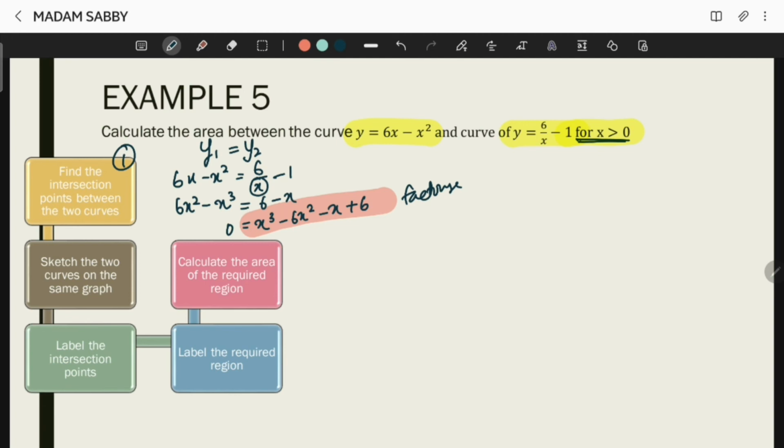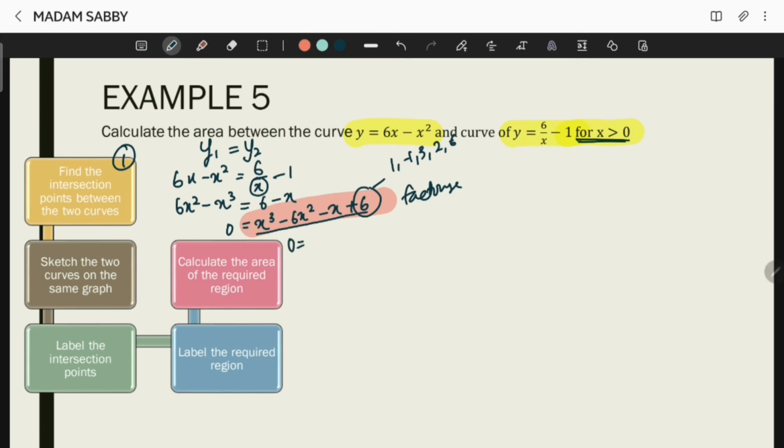You can use either the factor theorem or the remainder theorem, by trial and error. Take the factors of 6: they can be 1, negative 1, 2, negative 2, 3, negative 3, or positive 6 or negative 6. You can do trial and error to find out which of these numbers is a factor of this entire equation. I'm not going to elaborate further on this because it was already covered in your chapter 1.